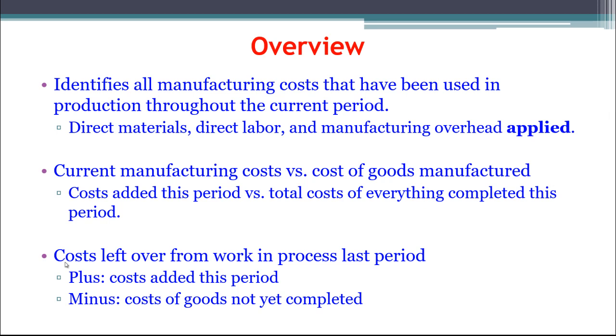We also need to know what costs we had left over from work in process last period, because those were started last period. Maybe they're going to be completed this period. We take this, it's beginning inventory, we add in the costs from this period, and we subtract out the cost of goods that we have not yet completed because they're not manufactured yet. And that ending amount gives us the cost of goods manufactured.